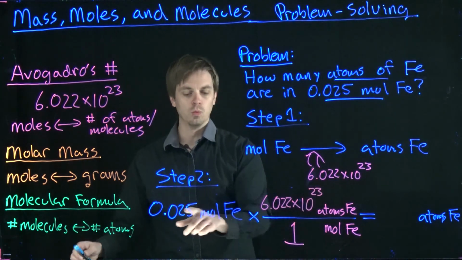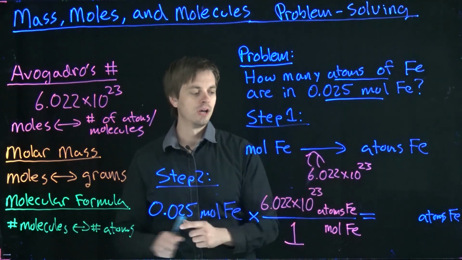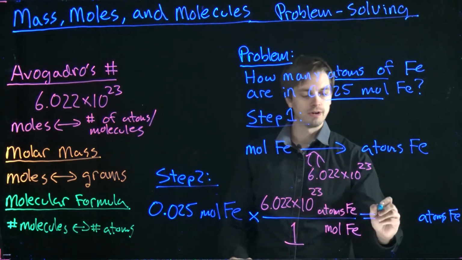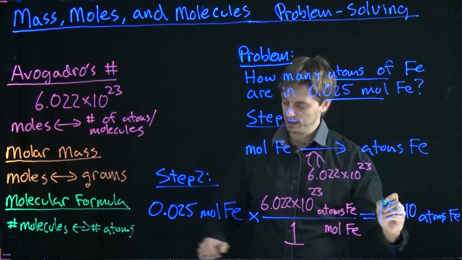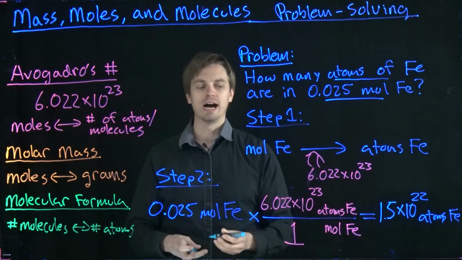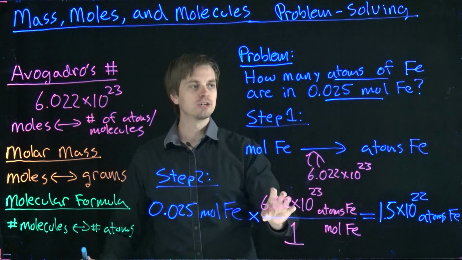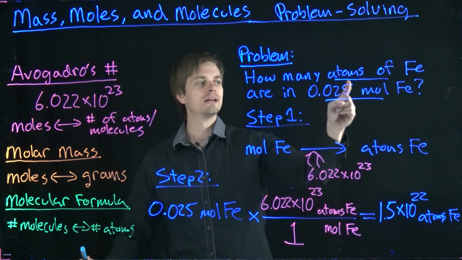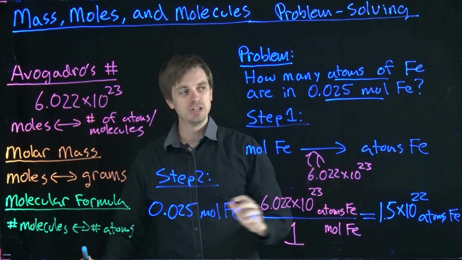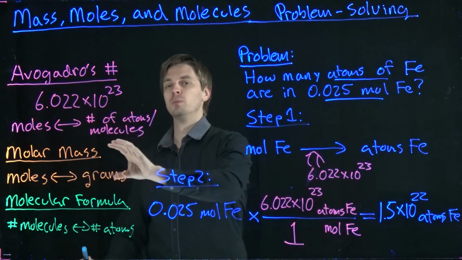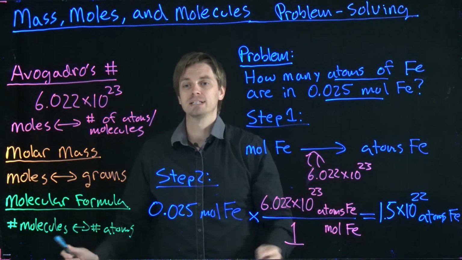Now, all that's left to do is basically plug this into the calculator. 0.025 times Avogadro's number, and you should get a value of about 1.5 times 10 to the 22nd iron atoms. So this is an example of how you can use Avogadro's number as a conversion factor to convert between the number of atoms or molecules and moles of a substance. In the next video, we are going to explore how we can use the molar mass as a conversion factor to convert between moles of substance and a quantity of mass of substance in grams.